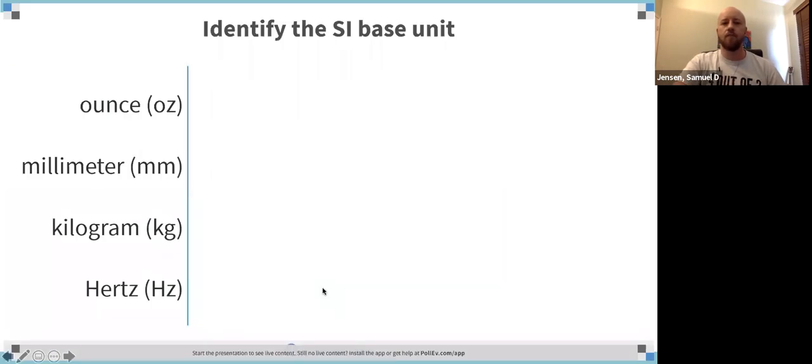All right. So let's see if we can try this question here for real. I think this is our last one. So what is our SI unit? What is the base unit for mass? What is the base unit? What is the SI unit?